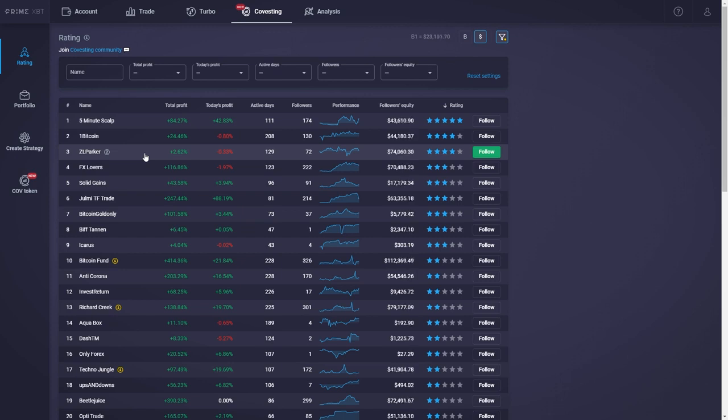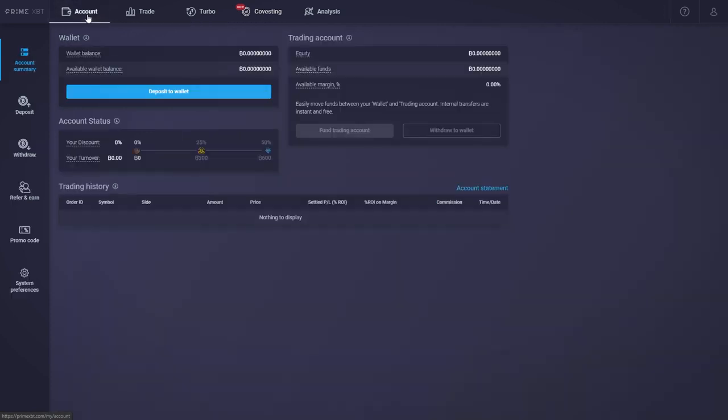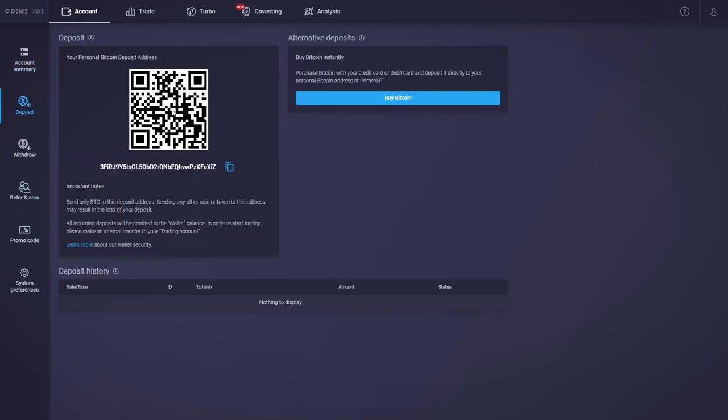So right now I am going to show you how you can deposit the funds or Bitcoin to the platform. All you have to do is click on the account right there, click on the deposit to wallet, and the platform is going to give you the address where you need to send your Bitcoins.